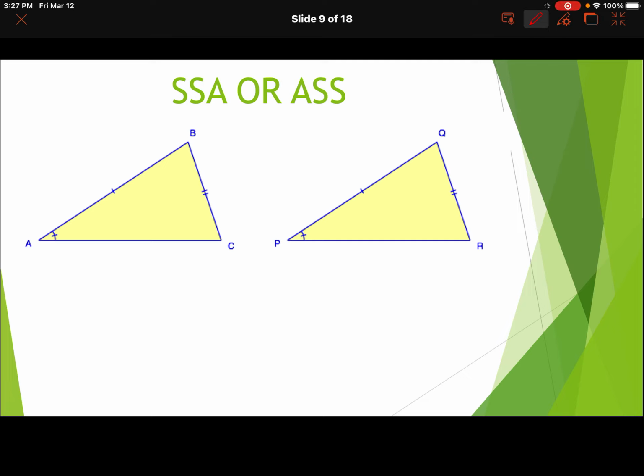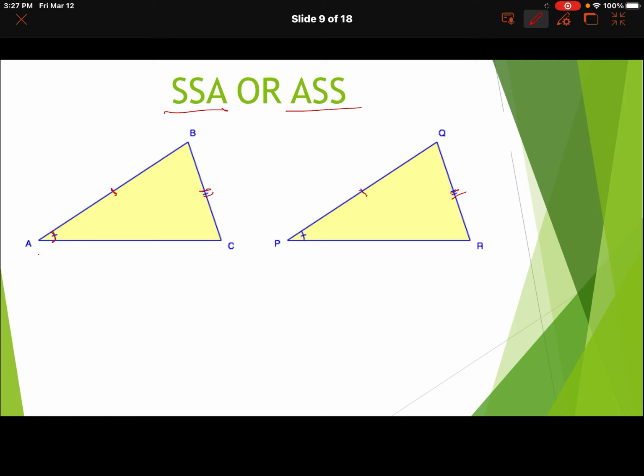The ambiguous case. This is where I have two sides and an angle, but the side is not included between the angles. So I have an angle and a side and a side. And remember, this little tick matches that one. That means that AB is the same as PQ, and it means that BC is the same as QR. So this is an angle that's the same, a side and a side. Those two triangles are congruent.